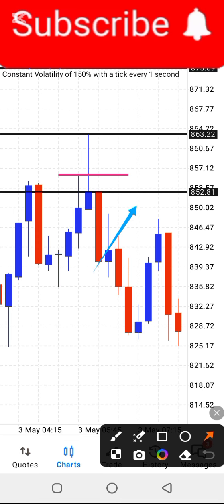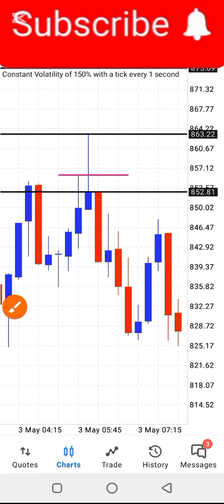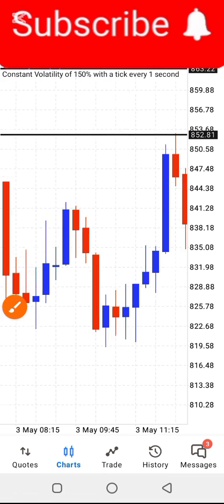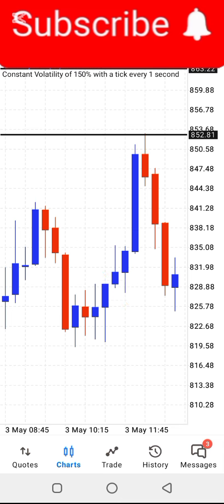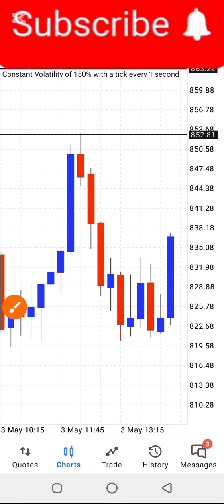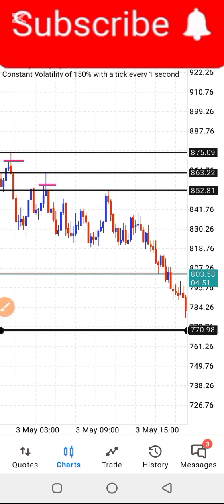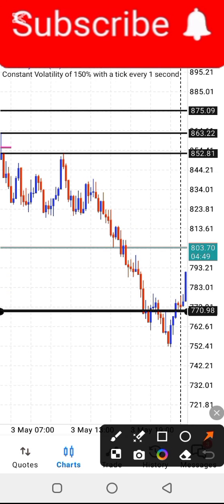Your entry can be just a very small space for spread beyond this level, just to make sure that in case it just kisses it and goes, you are tagged in. SL right there, you can just go for 1 to 2. So let's see what happened when price returned to that level. You can see price just kissed that level, gave it a last kiss and started pushing in the downwards direction. So let's see how far it went. If you went for your 1 to 2, you would have been able to make money with this system.